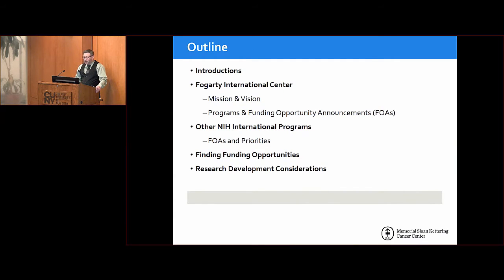So today we're going to talk mainly about the Fogarty International Center as a centerpiece of funding global research, its mission and vision, and some programs and funding opportunities that they specifically have. We're also going to talk about other international programs at NIH, their funding opportunity announcements and priorities, how to find funding opportunities on the NIH website, and also, since I'm a research developer, some research development considerations as you work on your proposal.